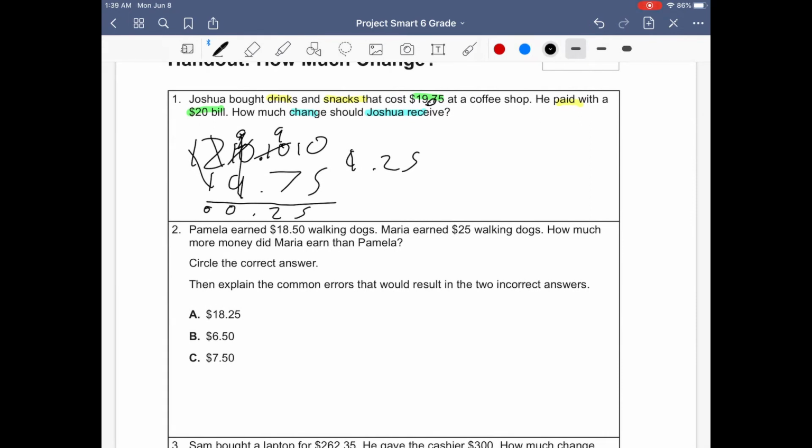It says Pamela earned 18 cents walking dogs. Excuse me, I don't know why I said 18 cents. She earned $18.50 walking dogs. Maria earned $25 for walking dogs. How much more money did Maria earn than Pam? So real simple, go 25, put 2 zeros, 18, put 2 zeros, and make sure you put the decimal there.